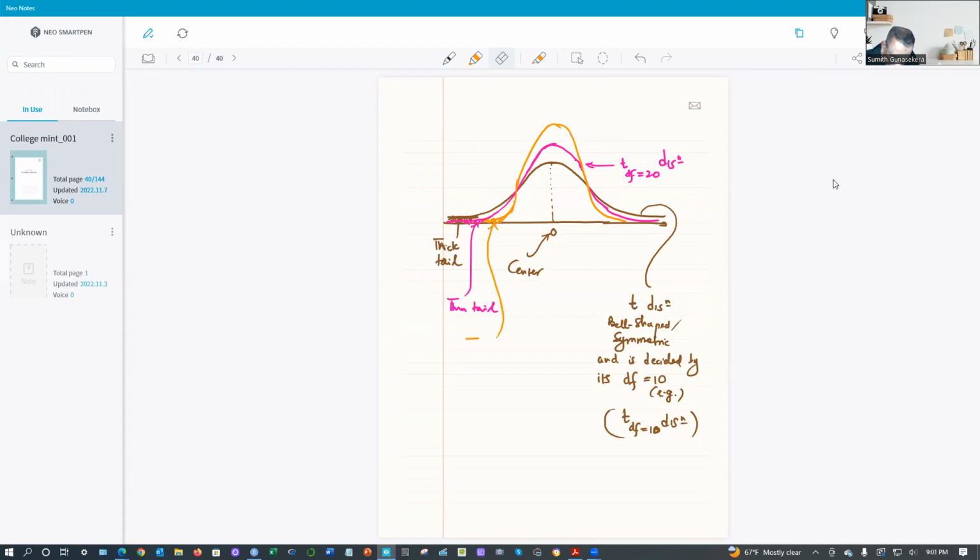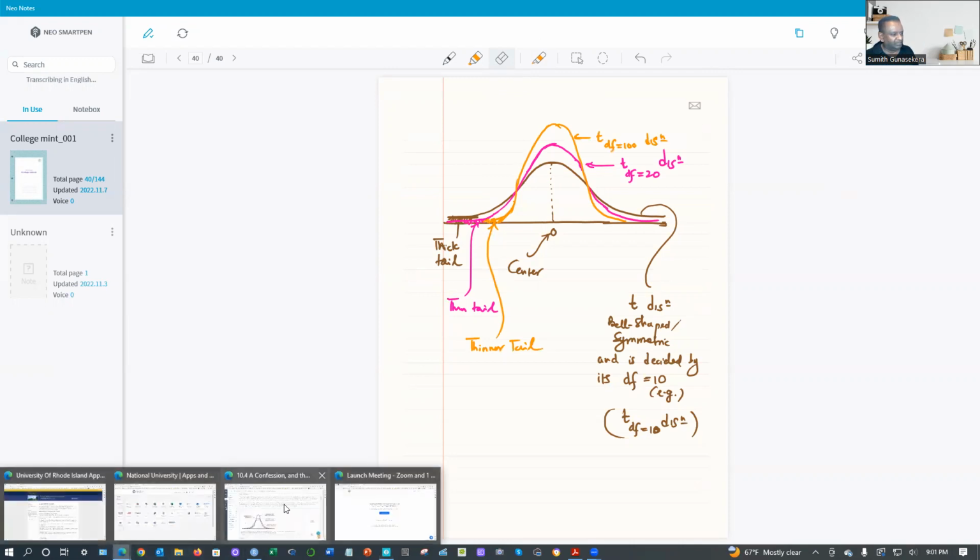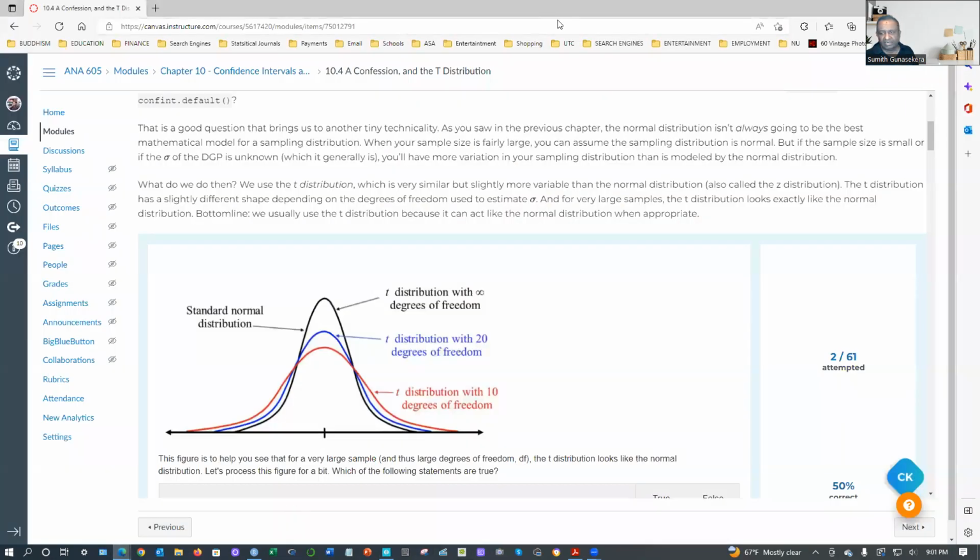Thinner tail, but higher peakedness. If you keep going, we can say this is a T distribution with degrees of freedom, let's say 100. If you keep going and increase this infinitely large, infinitely large.